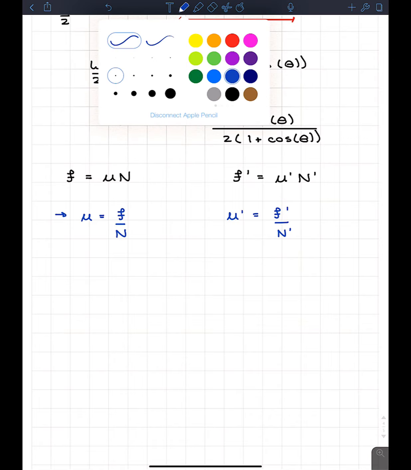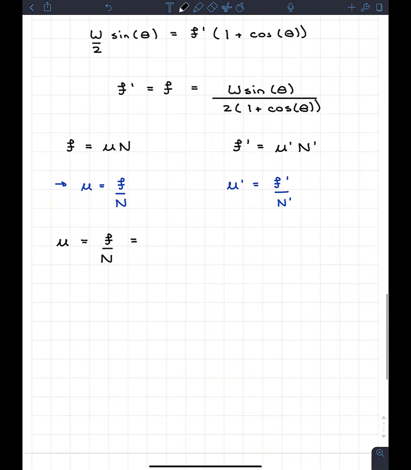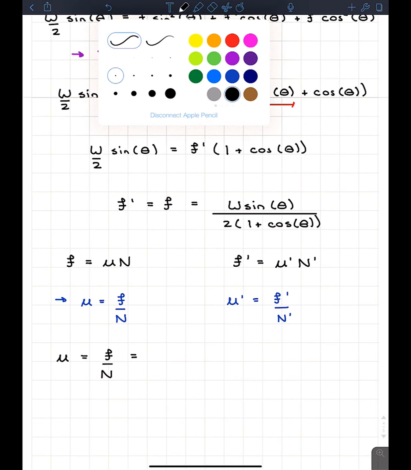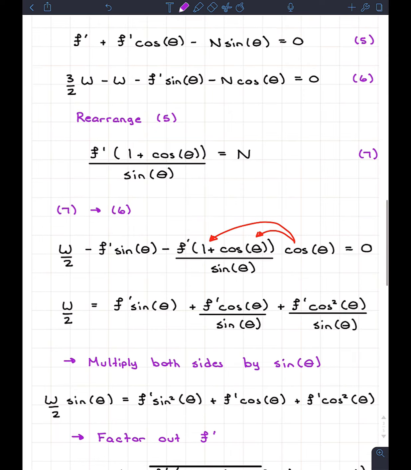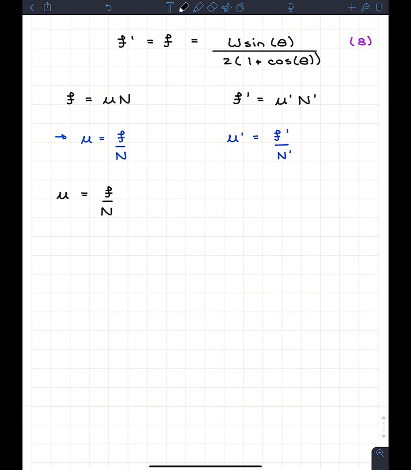So let's do the first one real quick. We know that mu is equal to f divided by n. Now we have to figure out what all our relationships are that we used. If we look up here, we found something, and I'll call this equation 8 now. We found equation 8, which is f. And equation 7 is n. So when we put these in, we can put n at the bottom.